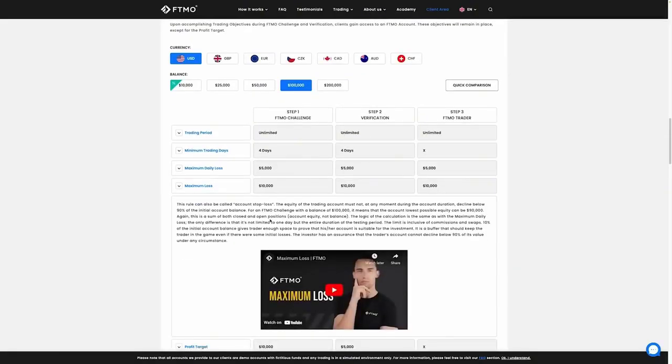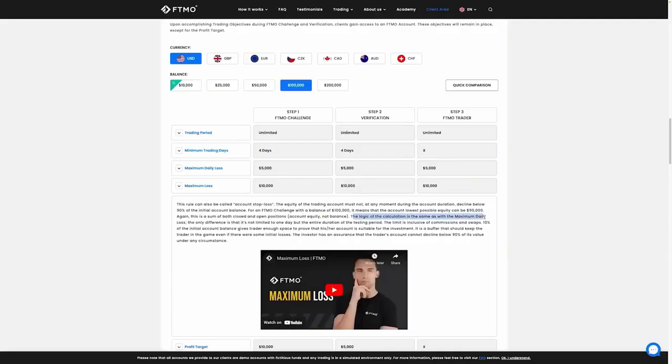Once again, this one is very self-explanatory. The equity must not at any moment during the account duration decline below 90% of the initial account balance. You can see, 100K, the lowest possible equity is 90K. If you go below 90K, no go. And once again, this also includes the open positions, same thing as the max daily loss. It takes into account the drawdown as well.